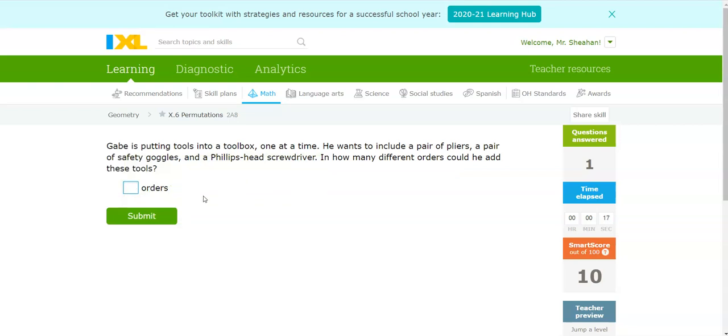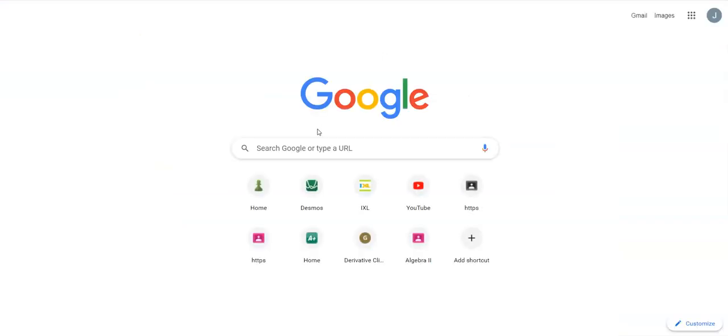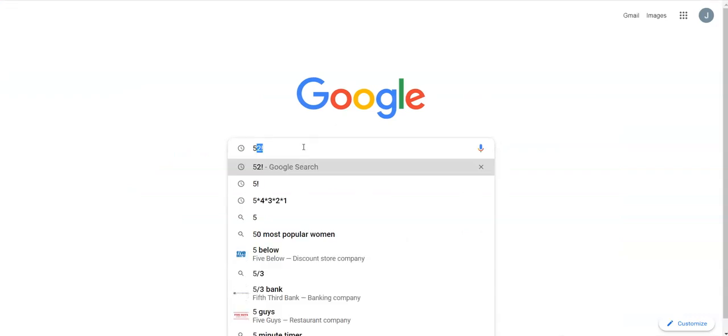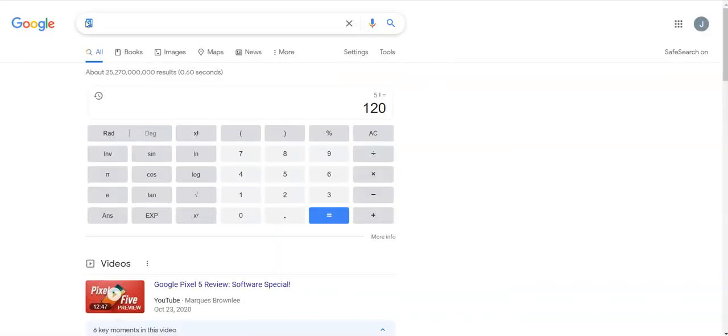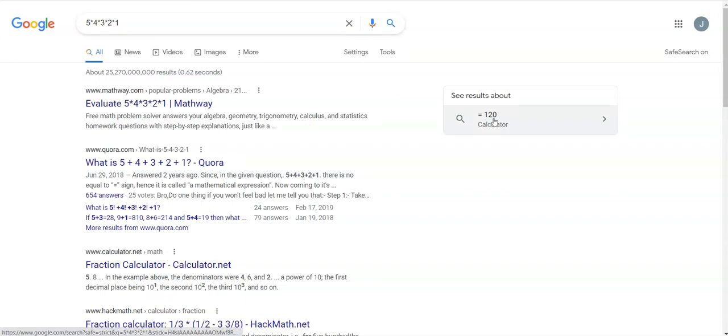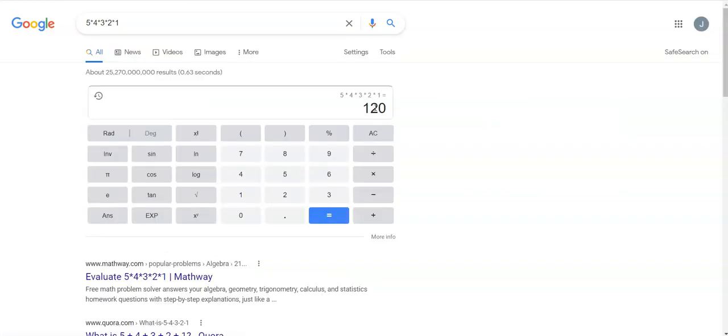Now you're probably saying, oh, I have to multiply every single number counting down by 1 every single time. No, there's a handy little thing called the factorial. If we wanted to do 5 times 4 times 3 times 2 times 1, we could just do an exclamation mark. We call that a factorial, and that does exactly the same thing. 5 times 4 times 3 times 2 times 1, you'll notice gives me the exact same thing, 120.